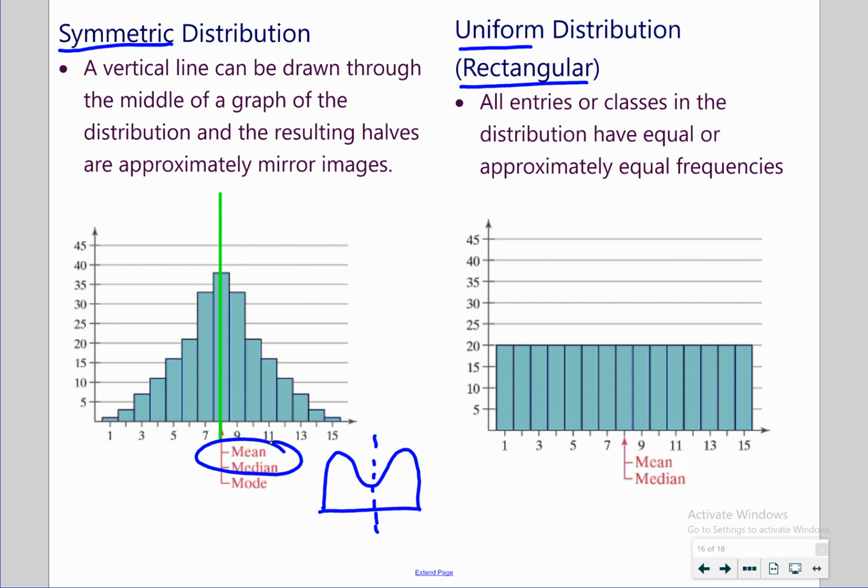Uniform is sometimes called rectangular. You can see why it's called rectangular. Everything just has the same frequency all the way across the board. Again, in this case, the mean and the median are going to be in the middle, and they're going to be real close to one another. So if I had a mean of 31 and a median of 31.5, it's likely one of these two distributions. Those are really close.